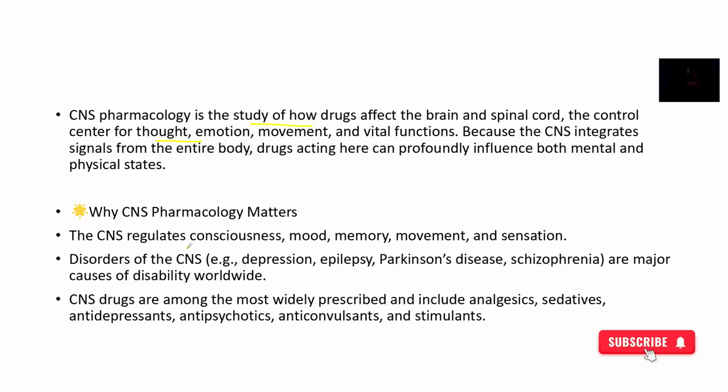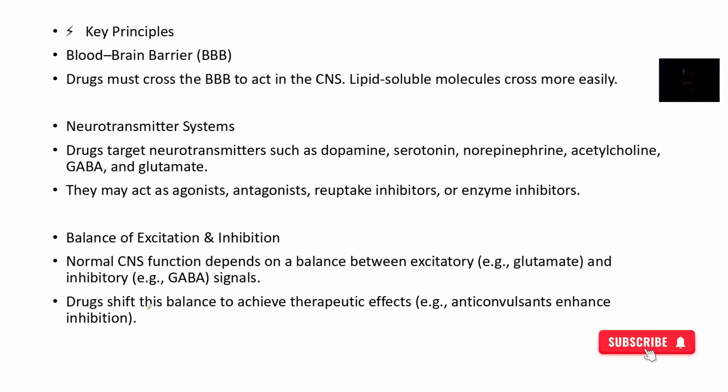So why do we even study central nervous system pharmacology? This is because we want to know the central nervous system better and also its functions. We also want to know about disease conditions that affect the central nervous system, like depression, epilepsy, Parkinson's disease, schizophrenia. Then we also want to know about the different categories of drugs that act on the central nervous system: the analgesics, the sedatives, the antidepressants, the antipsychotics, the anticonvulsants, the stimulants. We want to know how these drugs act on the central nervous system.